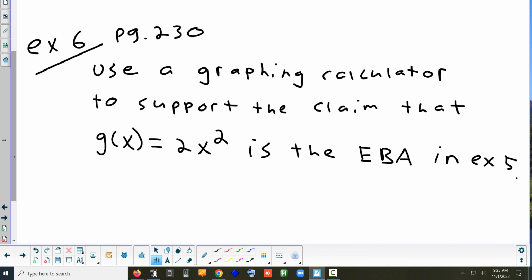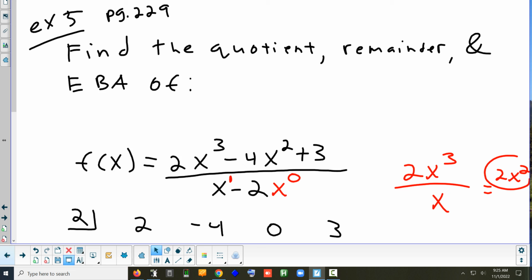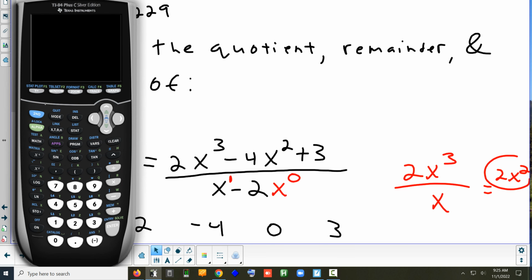All right, so what I want to do now is let's plug in the original problem from example 1. Or actually, I guess I said example 5 because this is the second part. So let's look back at the first example from today, which was example 5. Type that in. And then we're going to graph 2x squared and see if that looks like the asymptote. So I need the original problem first.